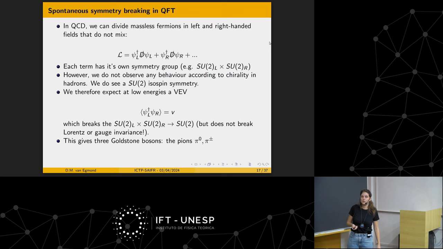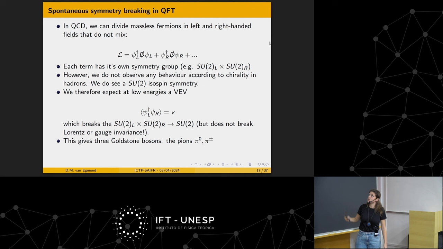We do not need the transformation of these to be the same, so we have an SU(2) group for this fermion here, which contains an up and a down quark. We do not need the transformation of this term to be the same as this transformation here, because they are separated. So we have a very large symmetry. We have a symmetry for the left-handed fermions and a symmetry for the right-handed fermions.